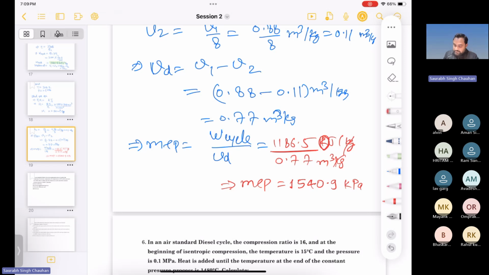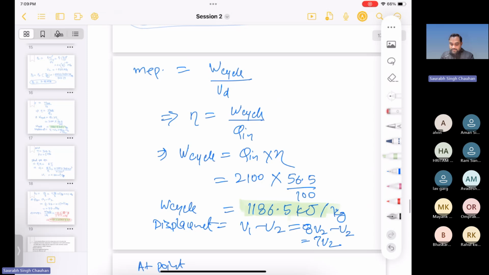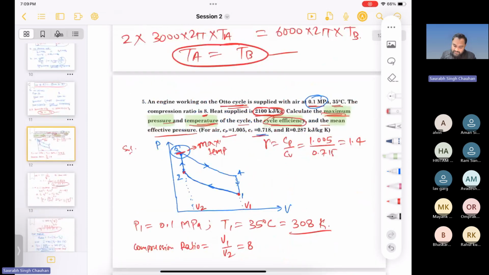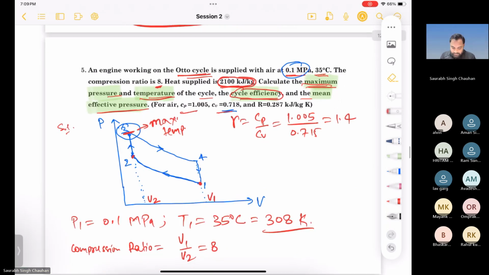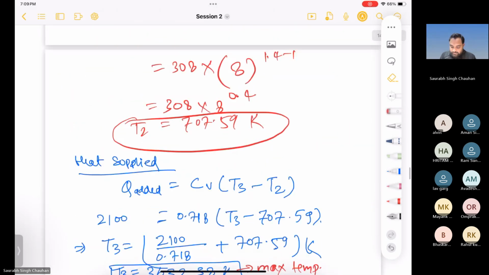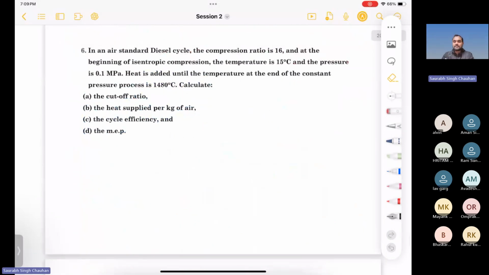So please cross check this value. I hope you did the correct calculation. Okay, so we have got all the values. We have also got the mean effective pressure. Okay, so is that clear? If it's clear, then we will move to the next question.